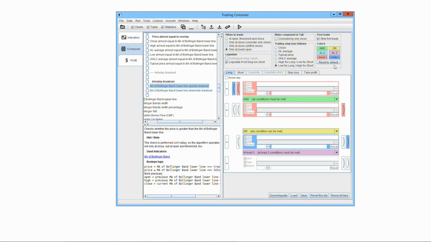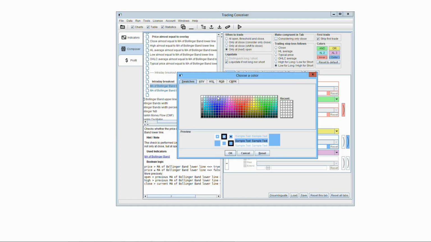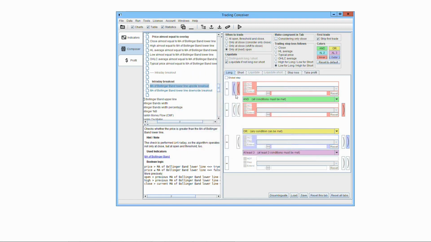In the Colors pane, you can customize colors used in the Composer user interface, the ones used for logical operators and, or, at least 2, at least 3, and for the parentheses, inner parentheses, outer parentheses. The button Reset to Default resets the colors to their default value.